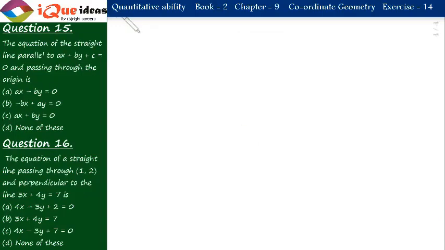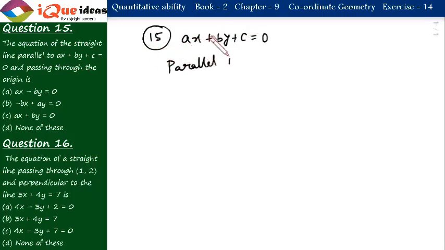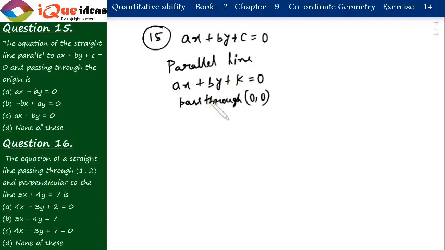The next question is on similar lines. It says equation of straight line parallel to ax plus by plus c equal to 0. So the parallel line equation must be ax plus by plus k equal to 0, and it passes through origin, so it must pass through 0, 0. Origin coordinates are 0, 0.